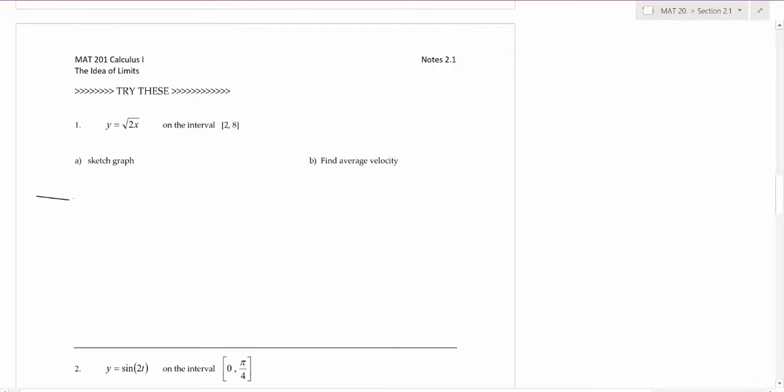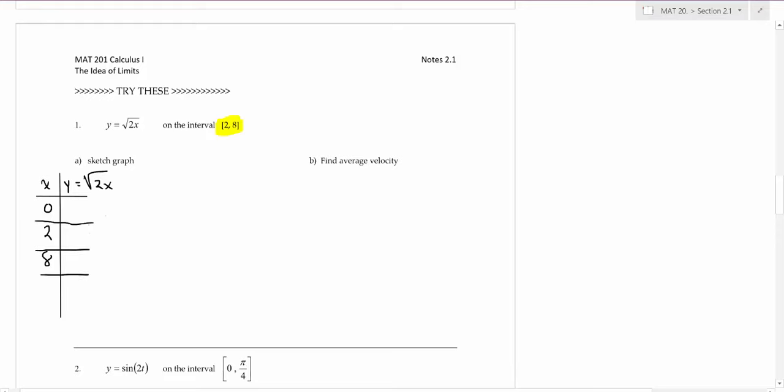And I'll kind of do this at the side here. And just get our 2 points and maybe a few extras to get a nice plot on this. So what we're going to be doing is finding the average velocity on the interval 2 to 8. So we're going to have x and we're going to have y equals the square root of 2x. So I'm going to just pick some values like 0. I'm going to pick 2. And I'm also going to pick 8. And that's probably good enough to get a pretty decent graph on this then.